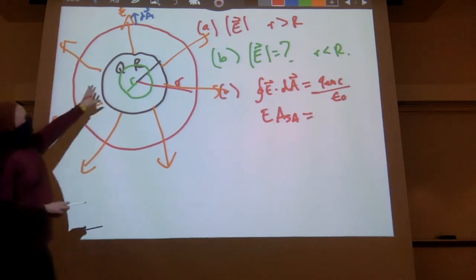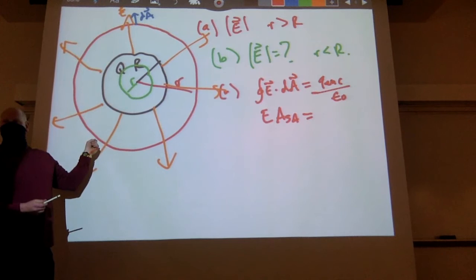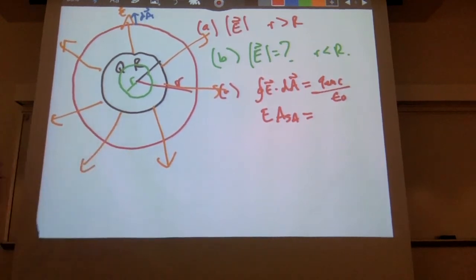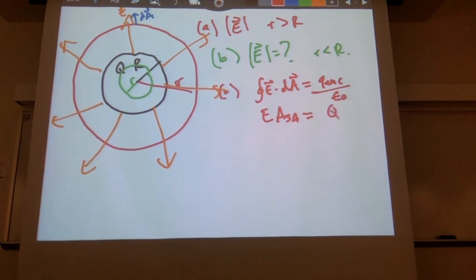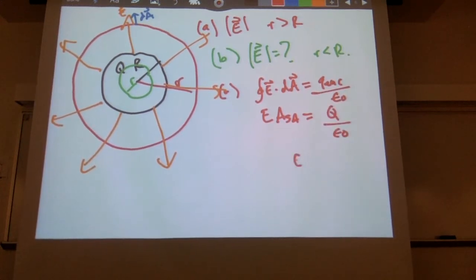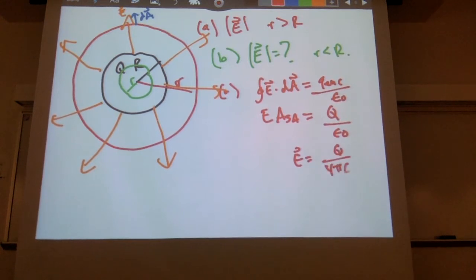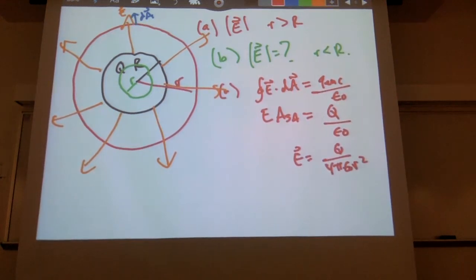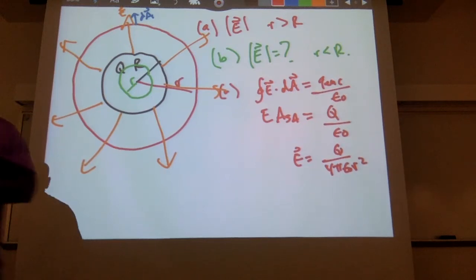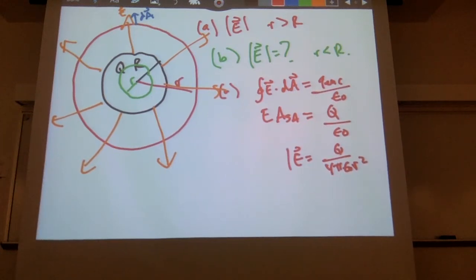Well, how much charge is enclosed inside of the red sphere? Capital Q again. So this is simply equal to capital Q divided by epsilon naught, which means the electric field is equal to Q divided by 4 pi epsilon naught r squared. Same exact answer as before. Nice and easy.